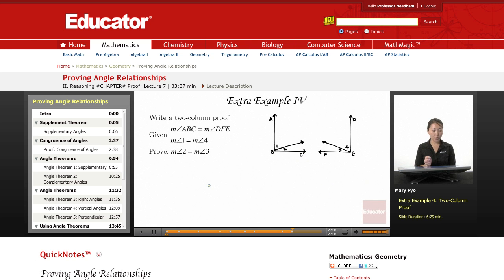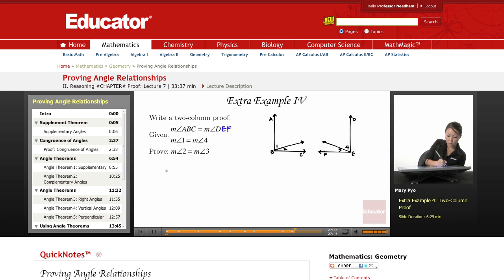Example. So here we have a proof. We're going to write a two-column proof. Our given statements are that measure of angle ABC is equal to measure of angle DEF. This should actually be DEF. Measure of angle 1 equals measure of angle 4. And we want to prove that measure of angle 2 is equal to measure of angle 3.